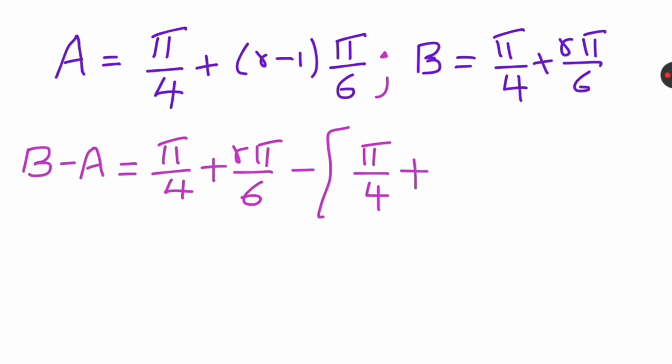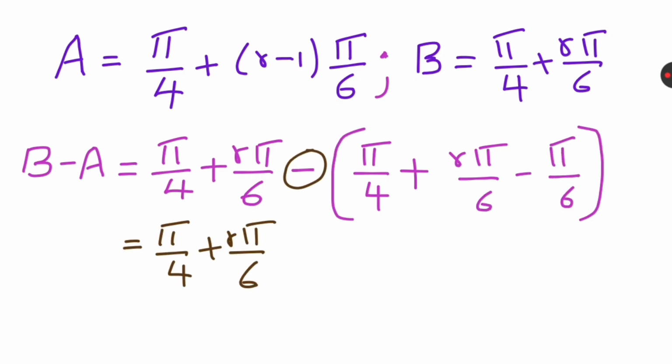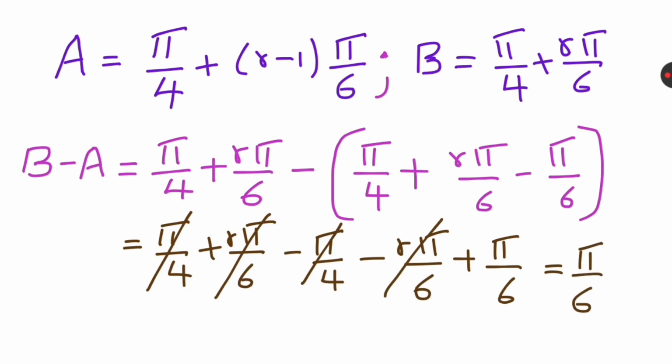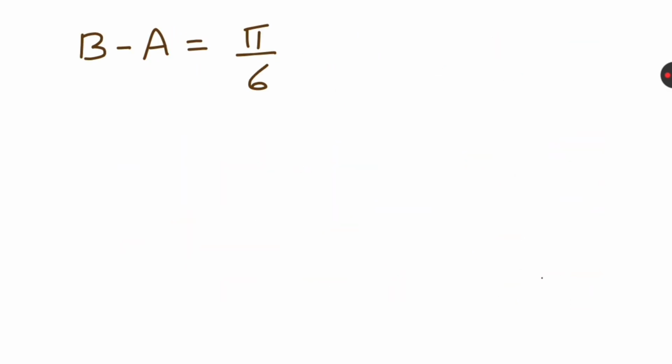If you open the bracket, then it is going to be r pi over 6 minus pi over 6. Here we have a minus. If you open the bracket, this term is going to be minus pi by 4, minus into plus, minus r pi over 6, minus into minus, plus pi over 6. Observe here, plus pi by 4 minus pi by 4 gets cancelled, and here plus r pi over 6 minus r pi over 6 gets cancelled, so we left only pi over 6. So if you do B minus A, we are getting only pi over 6. Here, if you take sine on both sides, that is going to be sine of (B minus A), that is going to be sine pi over 6.